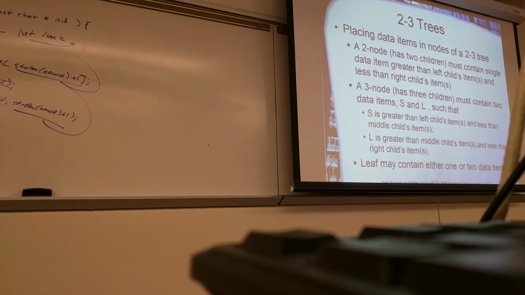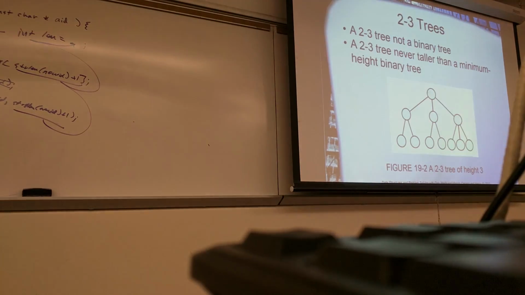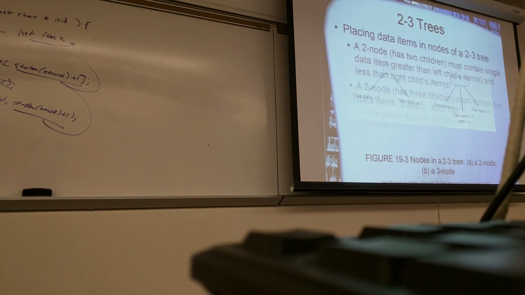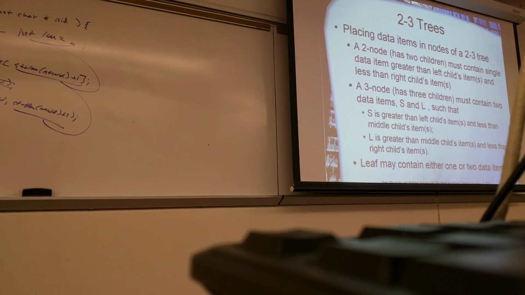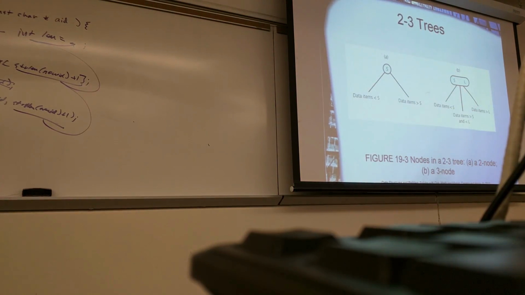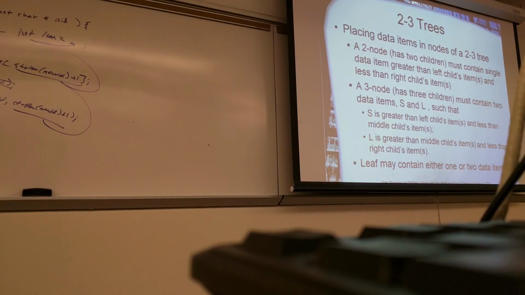So we're going to talk about how we insert. So placing data items in nodes of a 2-3 tree. A 2 node has two children. It must contain a single data item following this rule. A 3 node has three children, and it contains two items following this rule. A leaf may contain either one or two data items. Can a leaf contain zero data items? No. Only when it's empty. Because then the node doesn't exist.